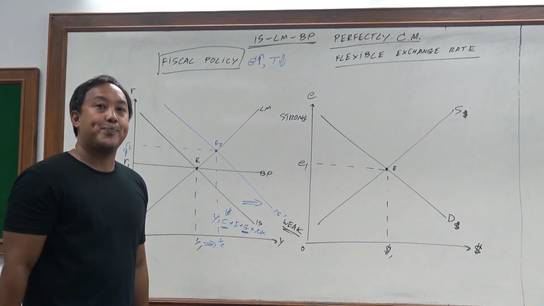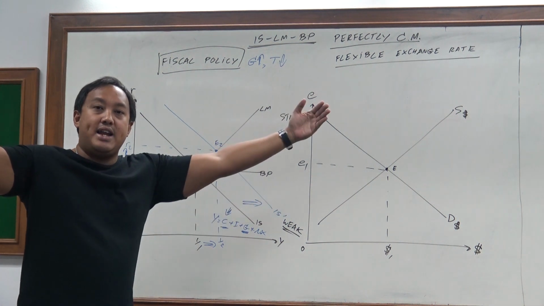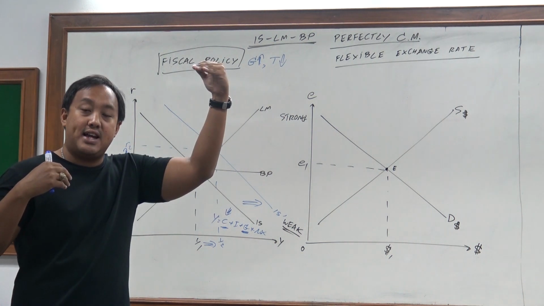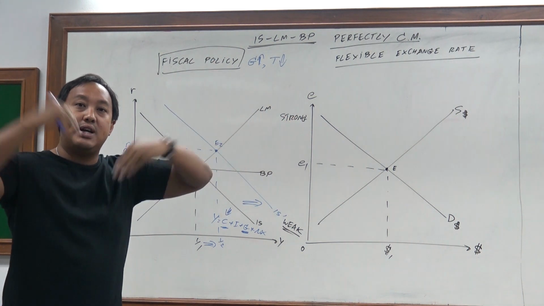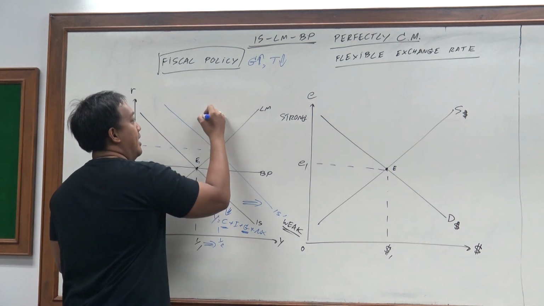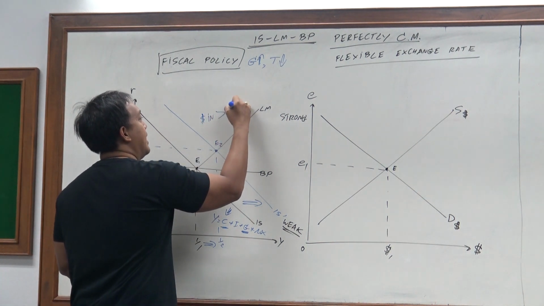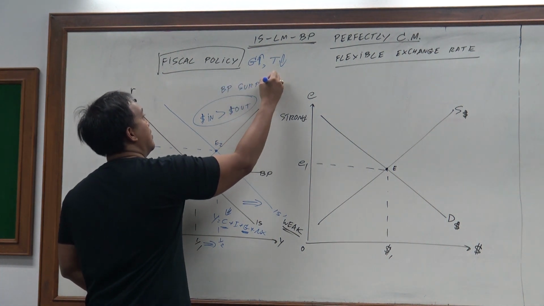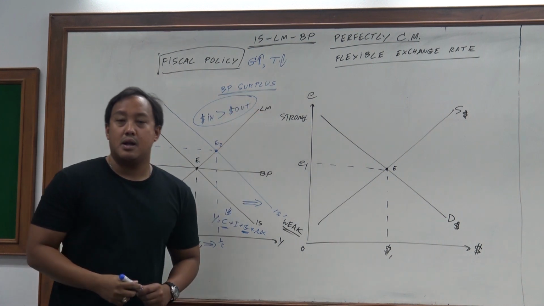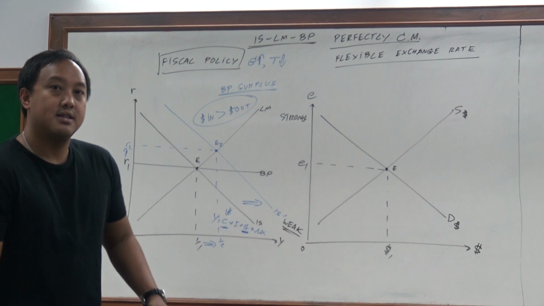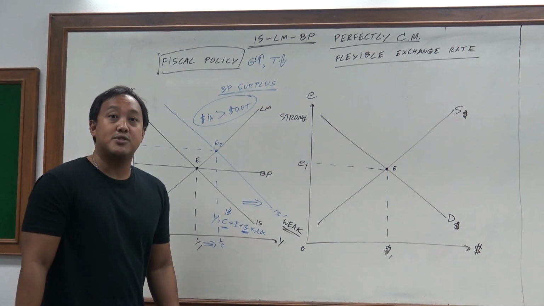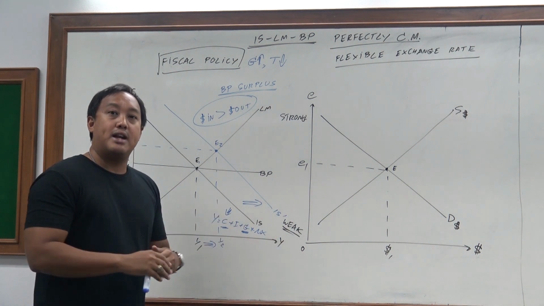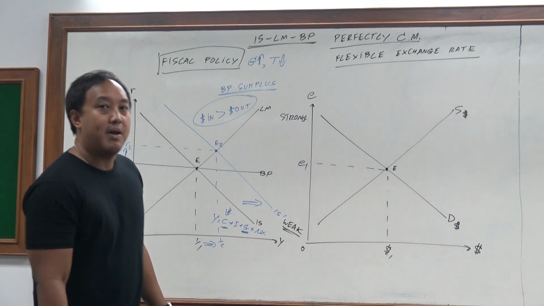What does it mean? It means that a lot of money is going to flow into our country, because our country has a higher real interest rate, a higher return. Everyone wants to invest money in our country. Then the money flowing in is greater than the money flowing out. Balance of payment becomes surplus.